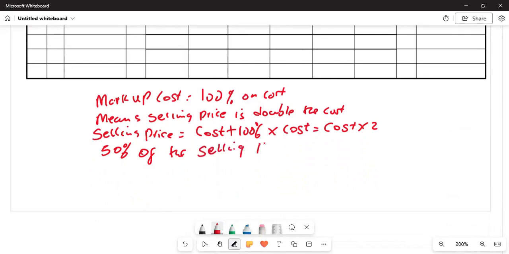It's going to be 50% of the selling price, because the selling price is exactly what? The double of the cost. So cost is 50% of selling price because selling price is exactly double the cost. So that is that.